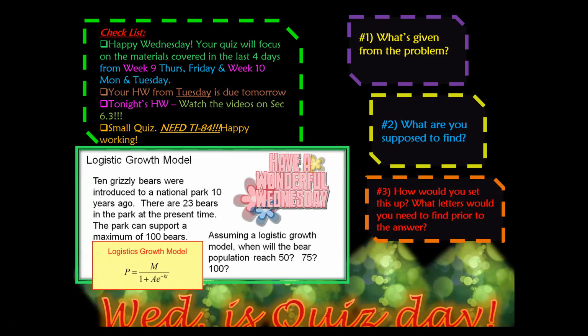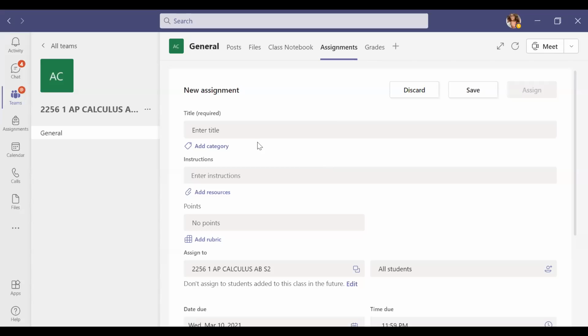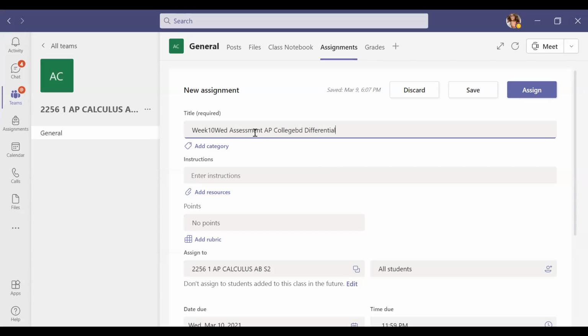All right, let's go ahead and create the assignment for today. So you should have today as Week 10 Wednesday, and our topic of discussion is going to be on your assessment from AP College Board, and it is going to be on differential equation word problems.